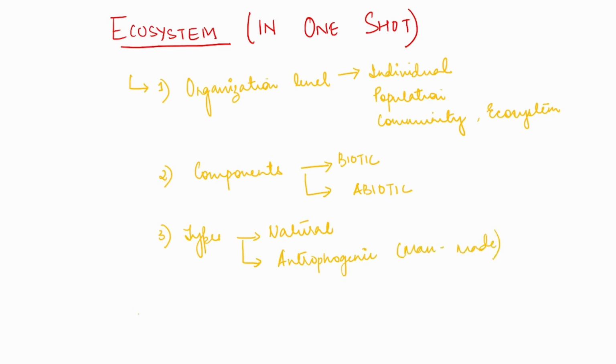Man-made, right? And then fourth, we are going to discuss the function of ecosystem. What are the functions of ecosystem? Productivity. The entire universe is running because of the producers, right? We need to focus on productivity. Then energy flow, and how energy is transferred from one organism to another. Nutrient cycling.